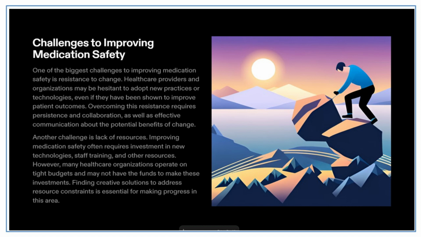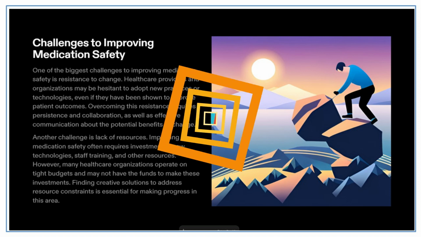Another challenge is lack of resources, as improving medical safety often requires investment in new technologies, staffing, and other resources. However, many healthcare organizations operate on a tight budget and may not always have the funds to do so. So finding creative solutions to address resource constraints is essential for making progress in this area.